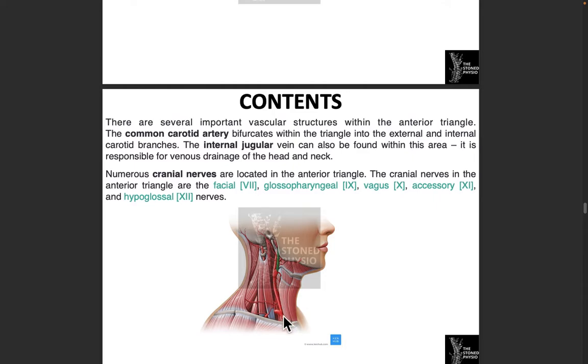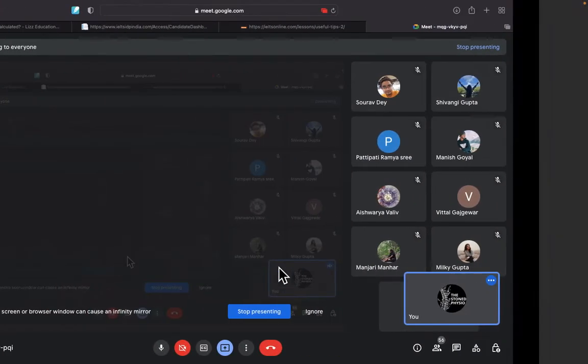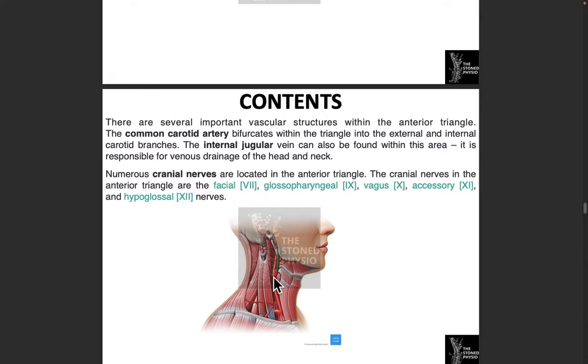Apart from that, if we talk about the artery, we have got the common carotid artery which bifurcates into the internal carotid artery and the external carotid artery. We know the common carotid artery bifurcates in the anterior triangle into the external carotid artery and the internal carotid artery.